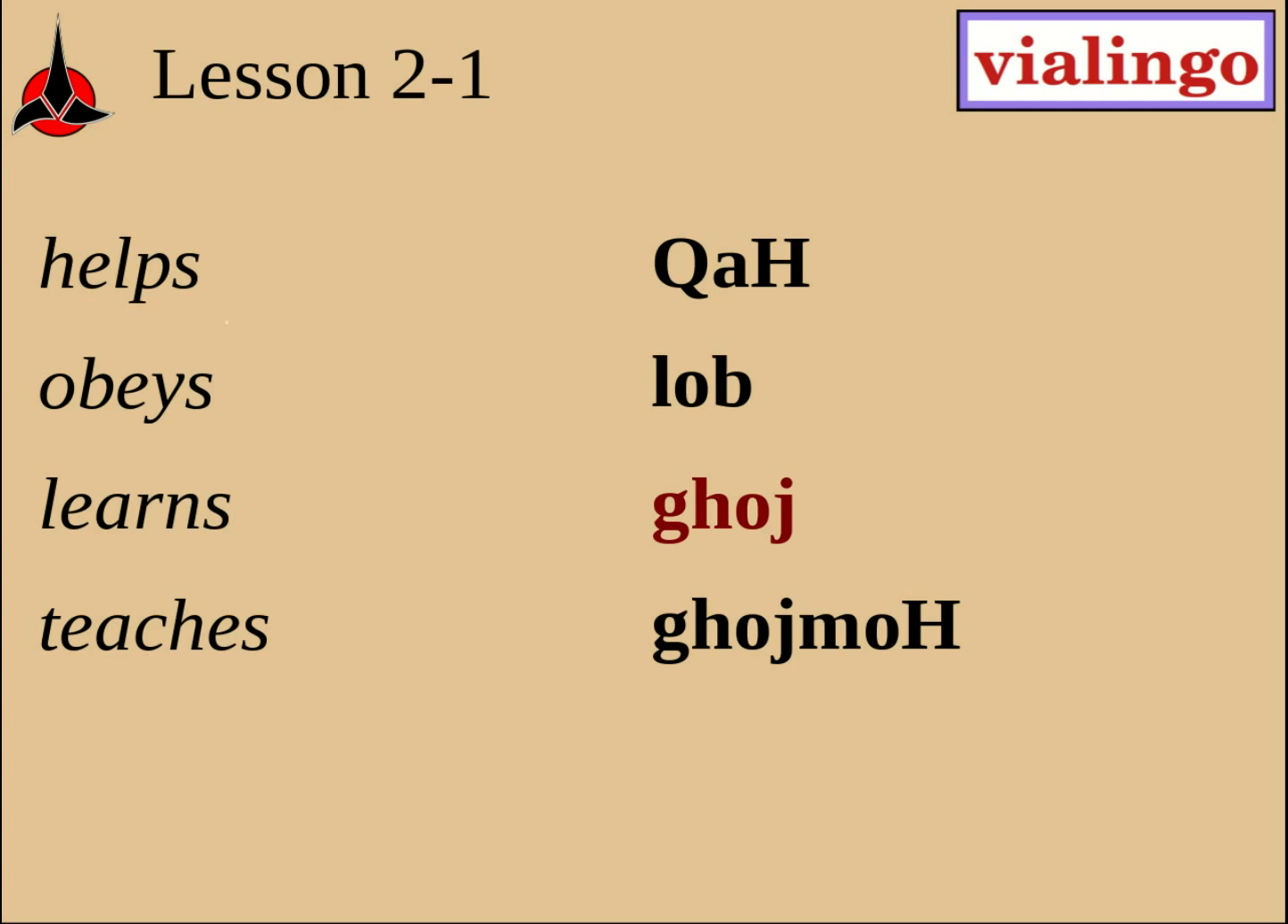Sometimes, but not always, a pair of words like learns and teaches have a similar sound in Klingon. Teaches is ghojmoH, ghojmoH. Imagine the roaches in the classroom mocking their human teacher. GhojmoH.